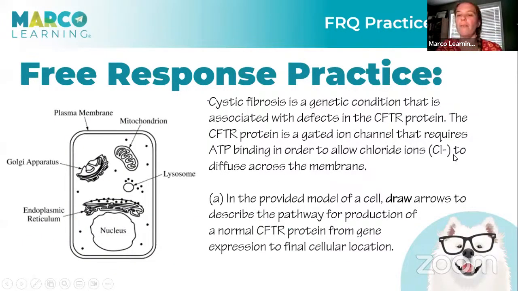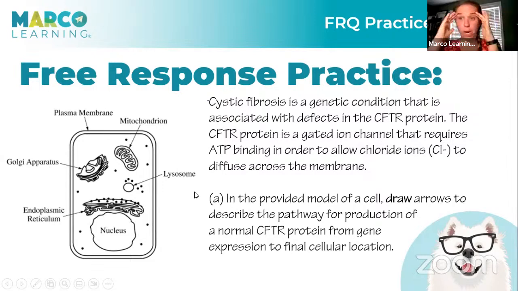Okay, so here we have a question where we're looking at cystic fibrosis, a genetic condition associated with defects of the CFTR protein. It's a gated ion channel that requires ATP binding in order to allow chloride ions to diffuse across the membrane. Yes, I know we didn't talk about diffusion in this, but bear with me for a second. So in the provided model of a cell, draw arrows to describe the pathway for production of normal CFTR protein from gene expression to final cellular location.